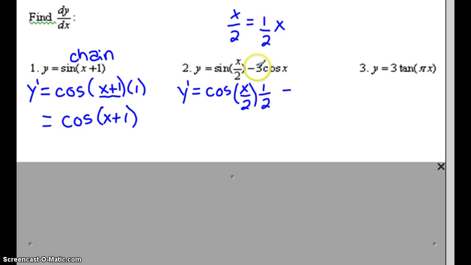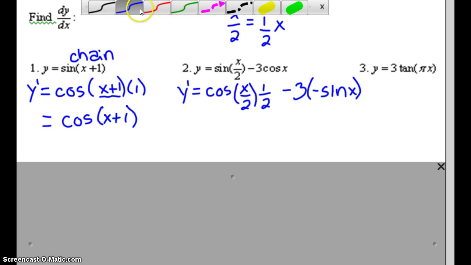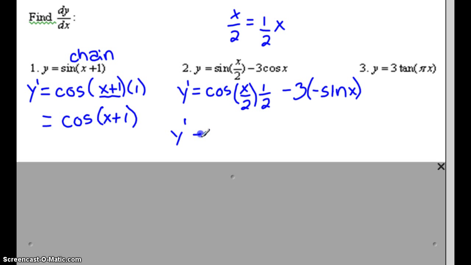Minus, this 3 is a coefficient, so it's going to stay. Cosine of x, well, the derivative of x is just 1, so I don't really have to apply the chain rule here, even though I technically am. But the derivative of cosine is negative sine. And the reason why I'm putting it in parentheses is because those two negatives are going to cancel out, so I want to make sure I don't miss anything. All right, so let's clean this up a bit. It is appropriate to put our coefficients in front, so I'm going to put my 1/2 first, and then cosine of x divided by 2. All right, and then negative times negative, so that's going to make a positive 3, and then sine of x.